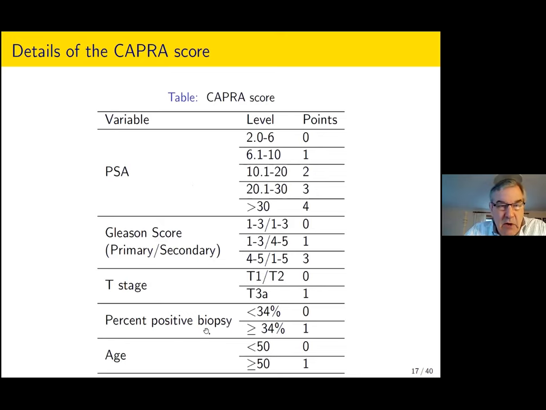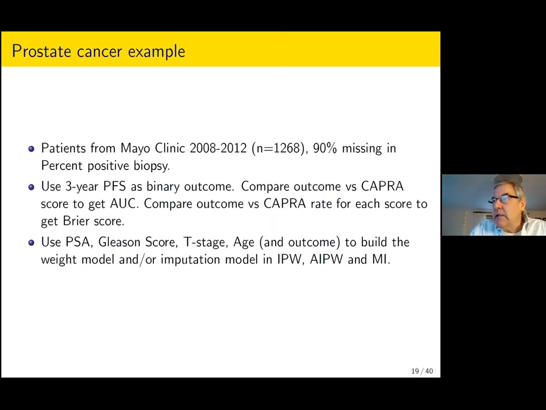For a biopsy, you stick about 12 very tiny needles into someone's prostate, and you suck out a tiny bit of tissue, you look at it under a microscope, and you say, is there cancer in that tissue? So this is saying, what's the proportion of those 12 needles where you found cancer? If it's bigger than 34%, that's a lot of cancer you found. If it's less than 34%, you didn't find so much. So it's a measure of the extent of the cancer in the prostate. But it's not always collected. So this data set is actually 90% missing. It's a lot of missingness.